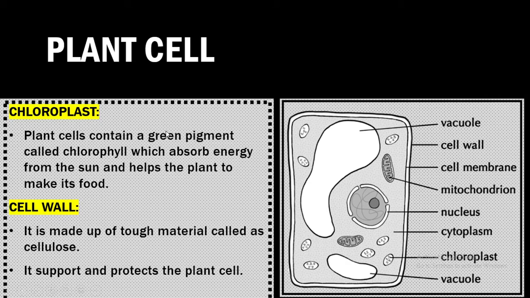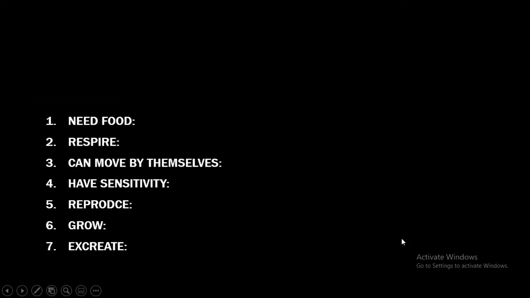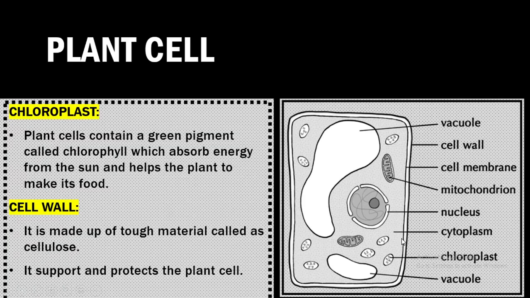And the second major difference between the animal cell and the plant cell, you can see the outer layer of the plant cell. In the animal cell, you can see that the cell membrane is present, but in the plant cell you can see that the cell wall is present.